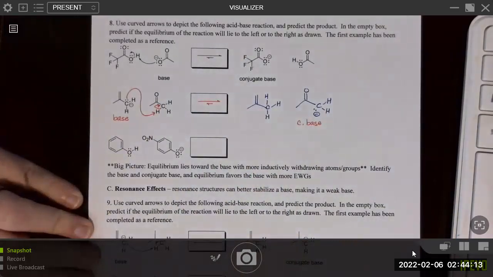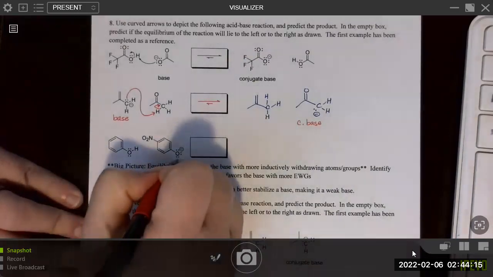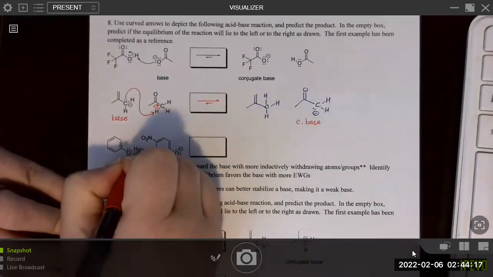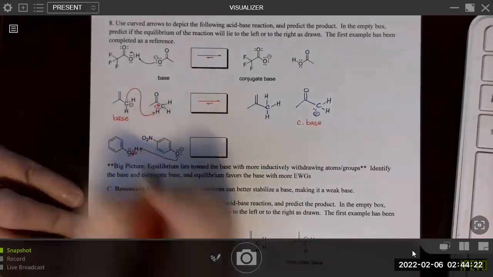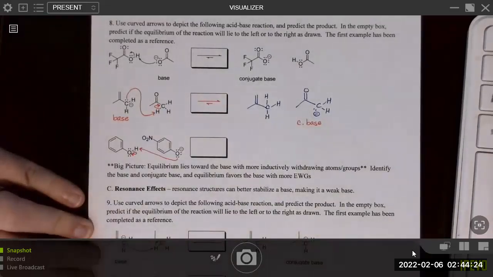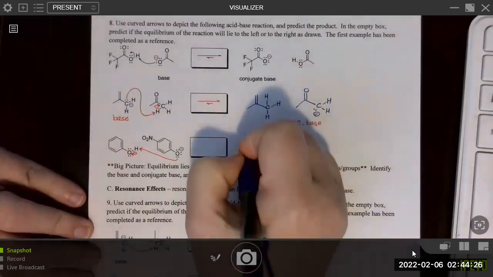And then looking at the next case, right, this will be the base. Let's go ahead and pick up the proton and then leave those electrons behind as a lone pair. We'll go ahead and draw what we formed here.